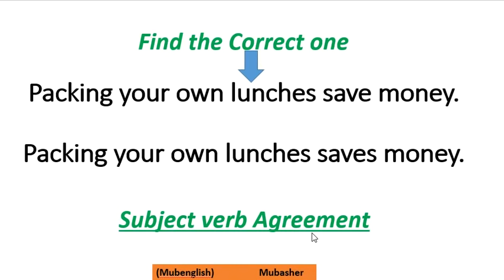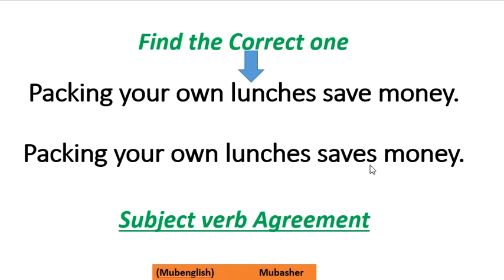let's start with an example. Just start with a self-analysis. I have written two sentences here for you. Try to assess which one is correct. The first one is: packing your own lunches save money. And the second one is: packing your own lunches saves money. So with almost the same subject, in one place we are using save as a verb, and in the other we are using saves as a verb.